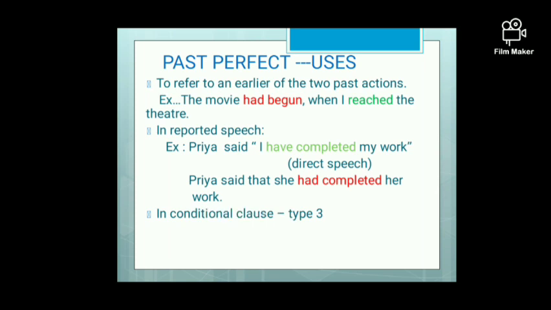The third one is in conditional clause type 3, we use past perfect tense. Here we have an example. If Priya had invited me, I would have attended the party, which means Priya did not invite me, so I did not attend the party.